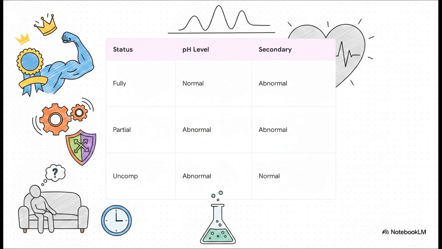See the top row? A normal pH instantly proves the body is fully compensated. It fought the imbalance and hey, it won. But if your pH is abnormal and your secondary value, like CO2 or bicarb, is also abnormal, that means the body is actively trying to fight back. We call that partially compensated. And if the pH is abnormal, but the secondary values are just sitting there perfectly normal, that's uncompensated. The body hasn't even started fighting yet.